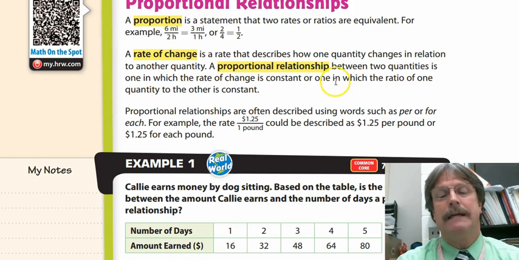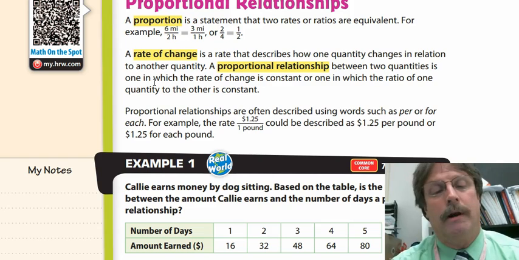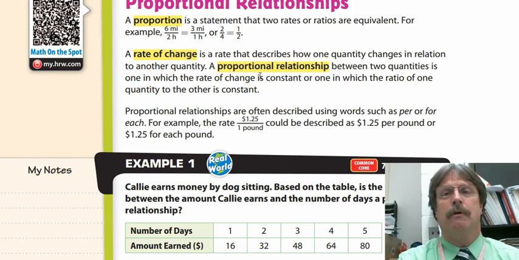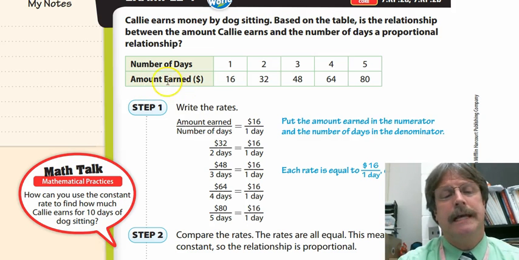A proportional relationship is when the two quantities have a rate of change that is constant, and one in which the ratio of one quantity to another is constant. So it's what we just did there in the earlier example where we found that 3.5 was our k, or our constant of proportionality. In this example, you're given a table.